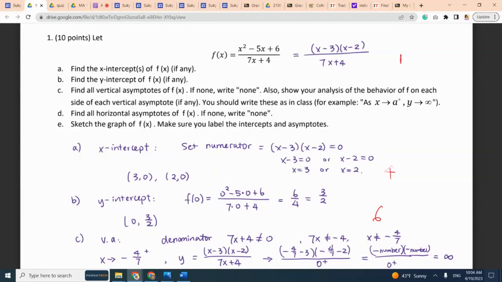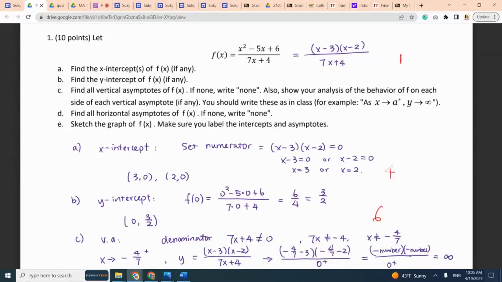And then y-intercepts, we evaluate f of 0. So we plug in x as 0. Therefore, you plug in the original form. Okay, so you have two forms. You have the original form and you have the factor form. So you plug in the original form, then all the terms with x are gone because x is 0. So we get 6 over 4, which is 3 halves. So the y-intercept is (0, 3/2).